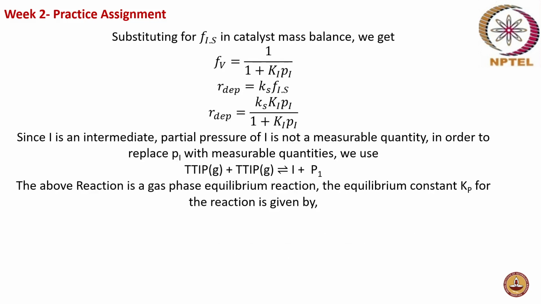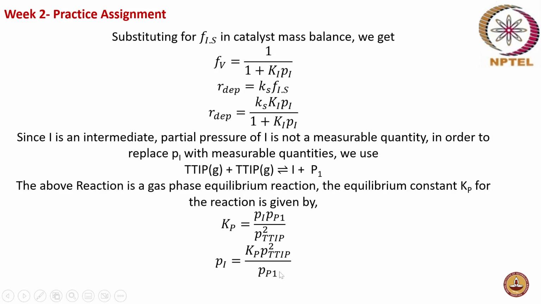In this reaction, two molecules of TTIP react to form I and P1, a gas phase equilibrium reaction. Let us consider the equilibrium constant for this reaction as Kp. What is the expression for Kp? Kp is the partial pressure of the products over the partial pressure of the reactants. So Kp is the partial pressure of I times the partial pressure of P1, divided by the partial pressure of TTIP, the whole squared. Once you rearrange this, you get the expression for the partial pressure of I.